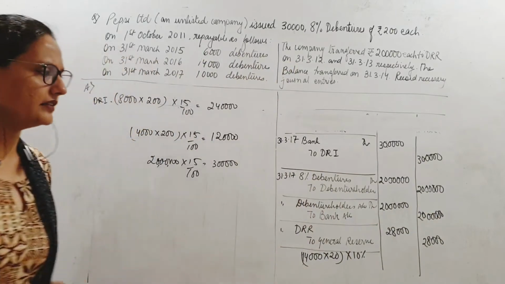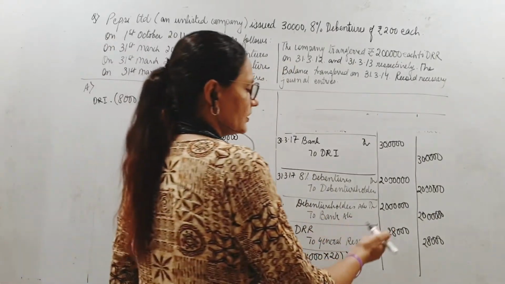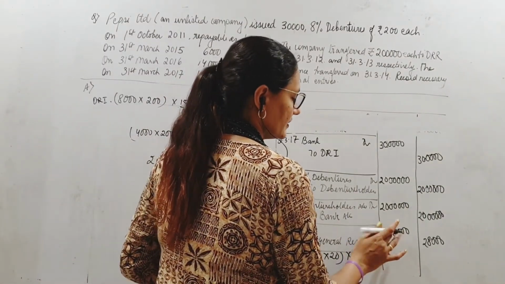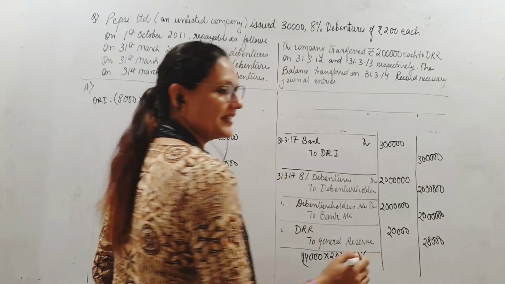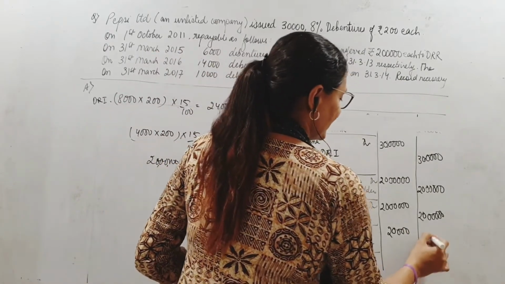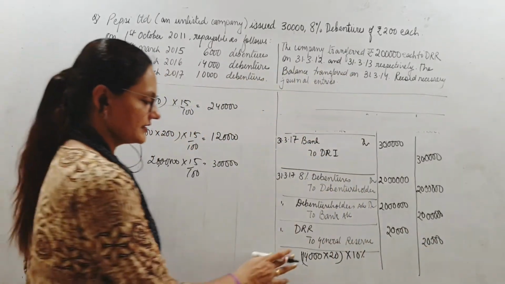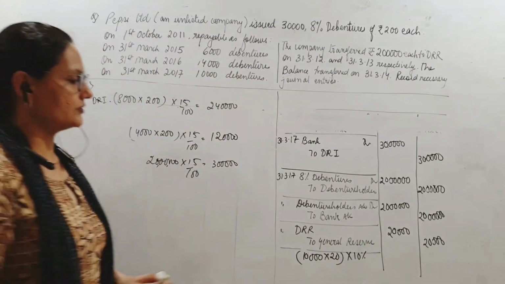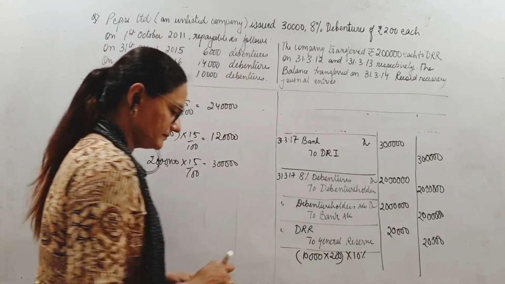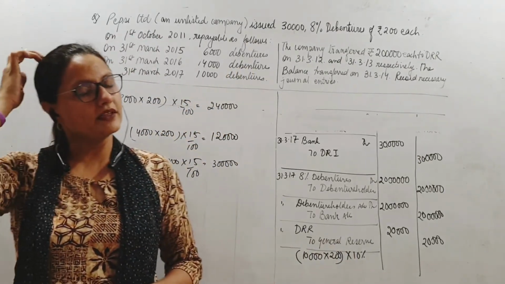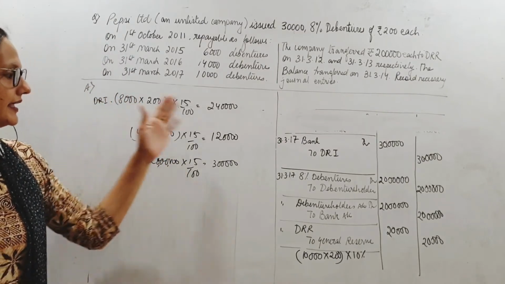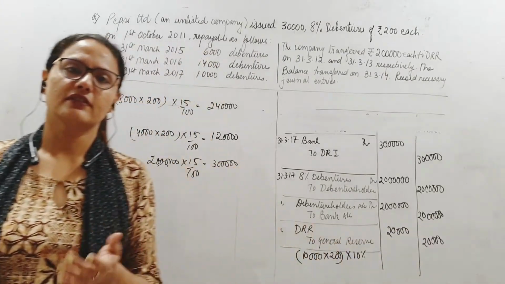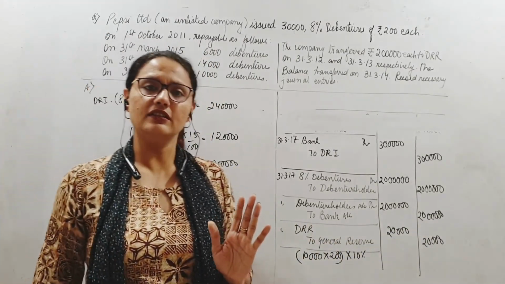Same entry, see, the amount is changing, simple. And what is left in the DRI? Okay, so of this 20 lakhs, 20 lakhs is the nominal value of debentures redeemed at the end. DRR was proportionate to that 20,000, so I have transferred that also to general reserve.